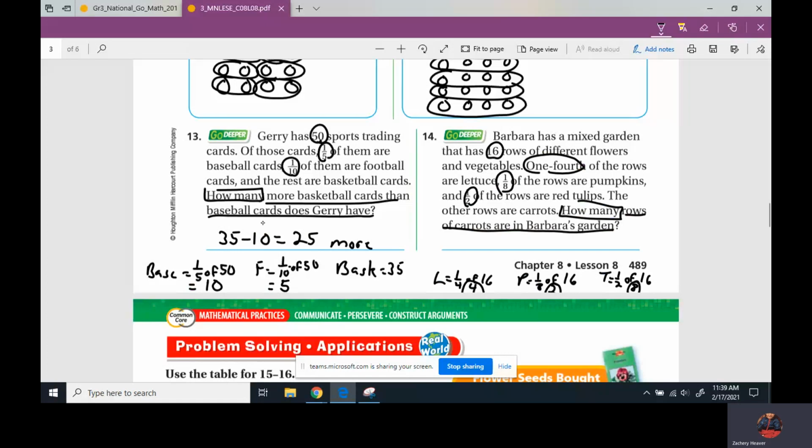And then let's add these up. 8 plus 2 makes 10, and 10 plus 4 makes 14. So we have 14 rows accounted for, but she has 16 rows together. So 16 minus 14 equals 2. 2 rows of carrots. Now I understand this looks a little tough.